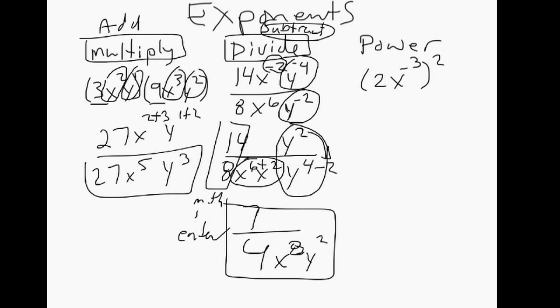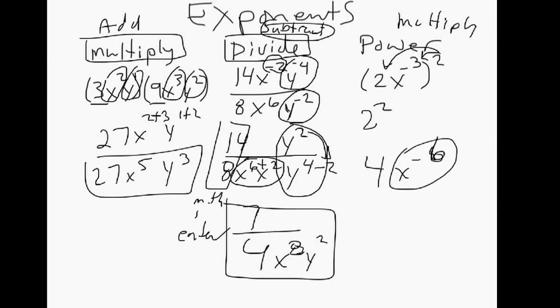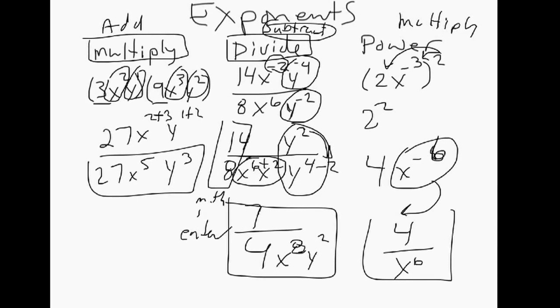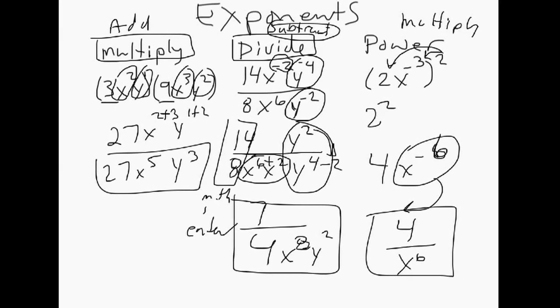Okay, power to power means that for the number, you just raise it to that power. 2 squared is 4. For the exponents, power to power means to multiply. So 2 times negative 3 is x to the negative 6. Well, you can look at this guy. He's not happy on the top, so we have to move him underneath the 4 to get him to be happy. So it would be 4 and x over 6, or x to the 6, like that.